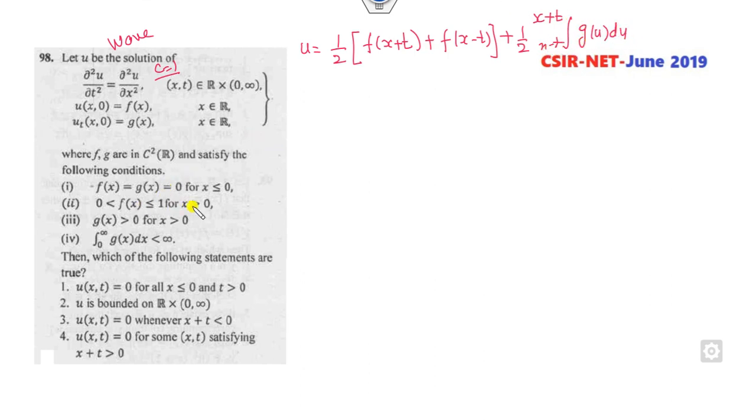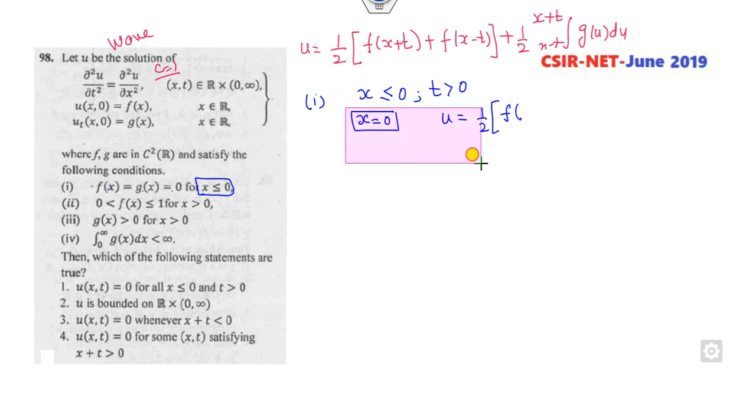Now look at that. Whenever x is less than 0, f and g both are 0, otherwise this condition applies. So look at the first option. Whenever x is less than 0, t is greater than 0, u is always 0. Okay, how you can see that? Say x is 0. Firstly, I can simply take x is 0. What is my u? U is half. No need of this.